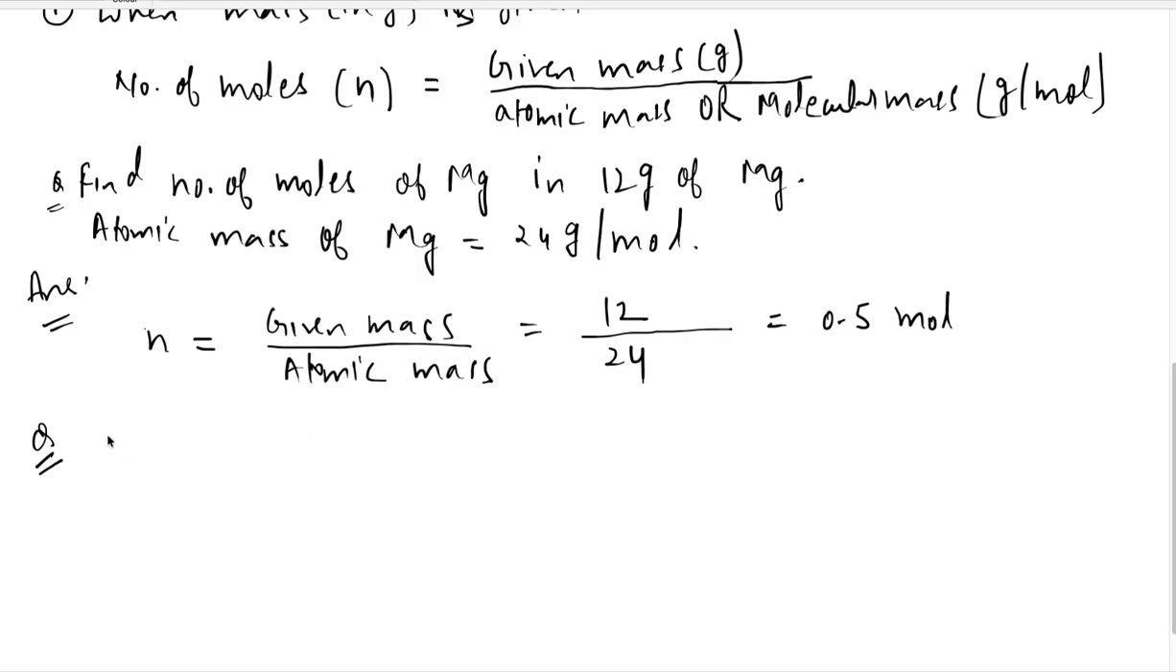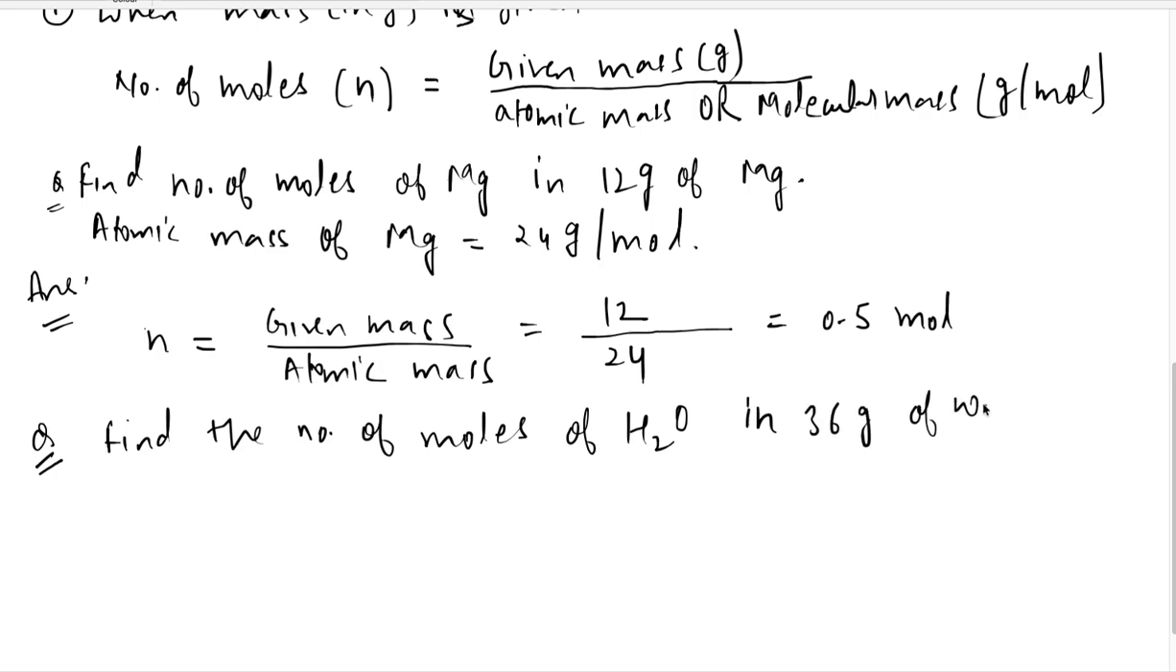Okay, for example, we'll start with a simple numerical. Find the number of moles of water in 36 gram of water. Here we have used the water molecule, right? Since here we have the molecule, that's why instead of atomic mass we are supposed to use the molecular mass.